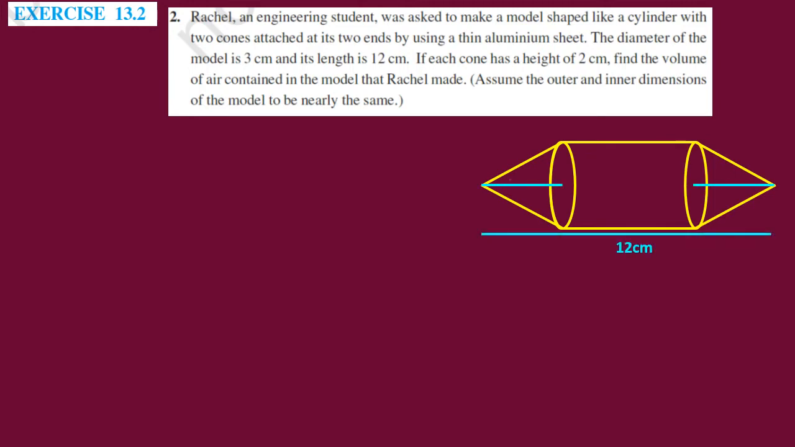The diameter of the model is 3, so radius is 3 by 2, and the total length of the model is 12 centimeter. So that means the height of the cylinder alone will be 12 minus 2 plus 2, that's 12 minus 4, which will be 8. And the height of the cone is 2 centimeter.